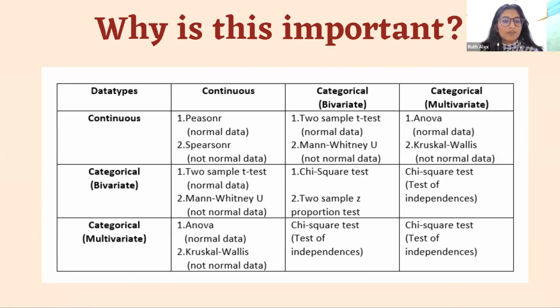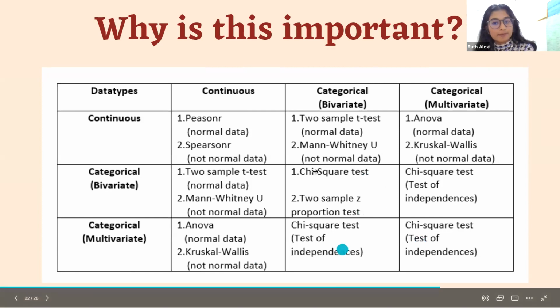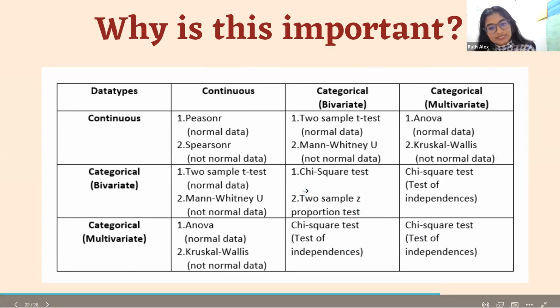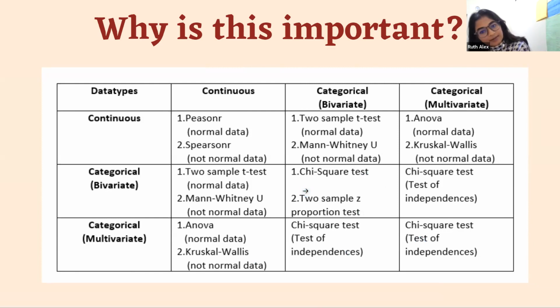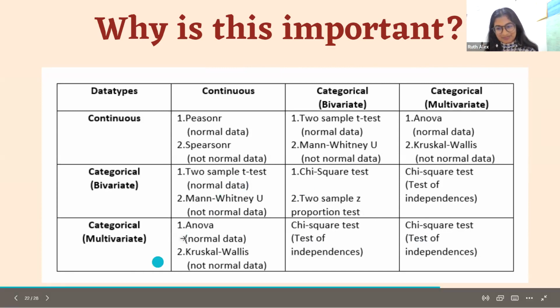For example, if your variables are categorical and bivariate, you can use chi-square test or even 2-sample proportion test. But if it is categorical and continuous, then you can use 2-sample t-test if it's normal data. But if it is not normally distributed, you can use Mann-Whitney U-test. I don't really know how to explain in detail because I didn't prepare for that, but that's just a very simple way of how I can explain.